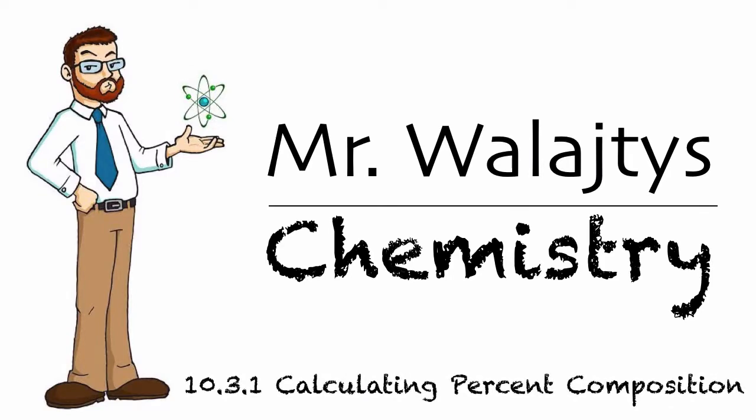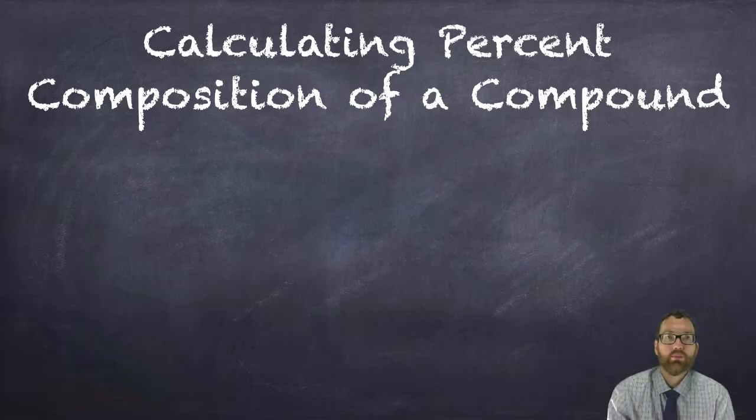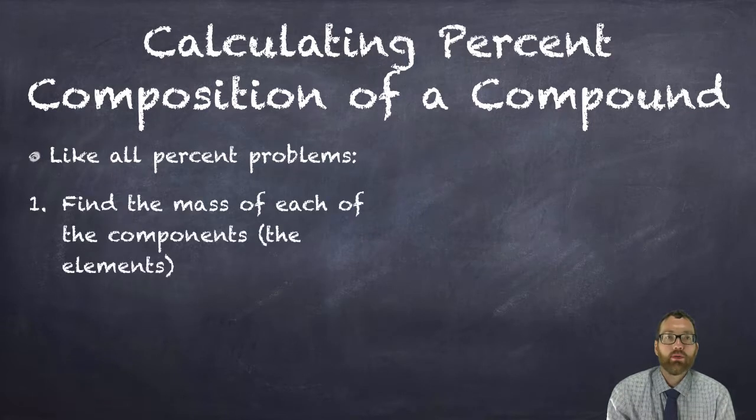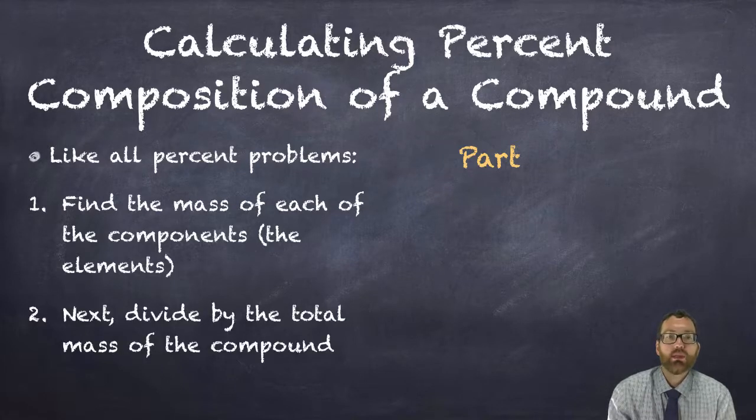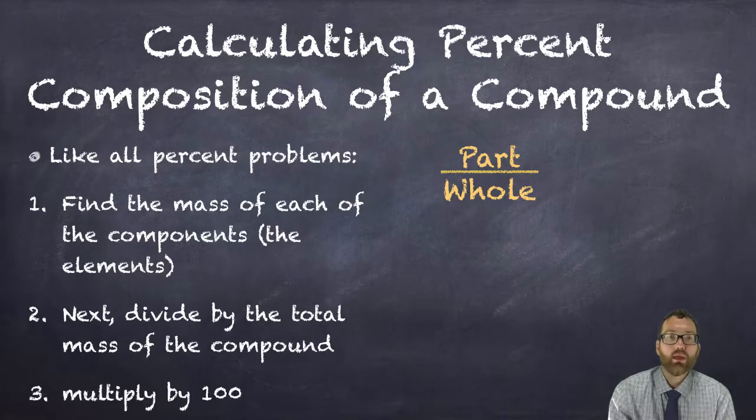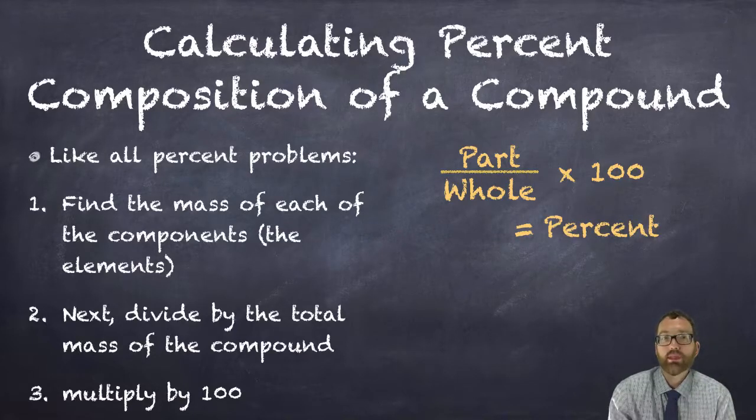Let's talk about how to do percent composition problems. Like all percent problems, we need to find the mass of each of the components or the elements. So you want to find the mass of the part, whatever the question is asking about. Next, we want to divide by the total mass of the compound. Another way to say that is you want to find the mass of the whole thing. And then last, we're going to multiply by 100, and that's going to turn it into some percent.